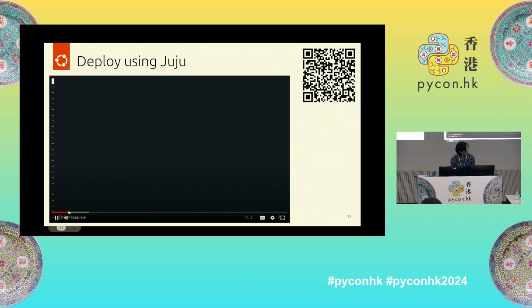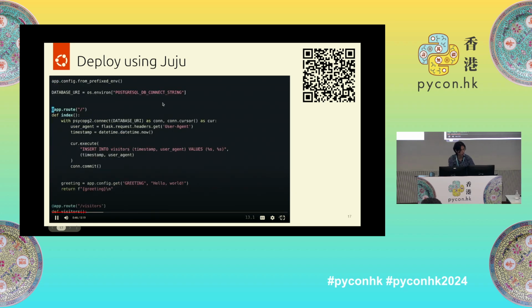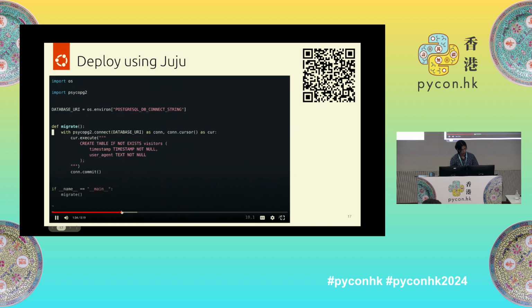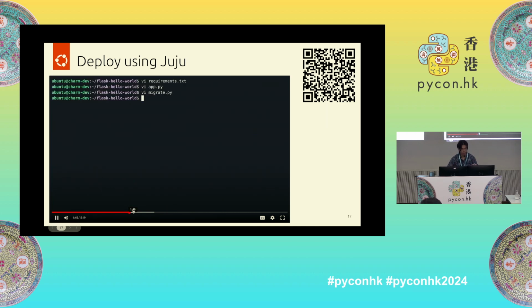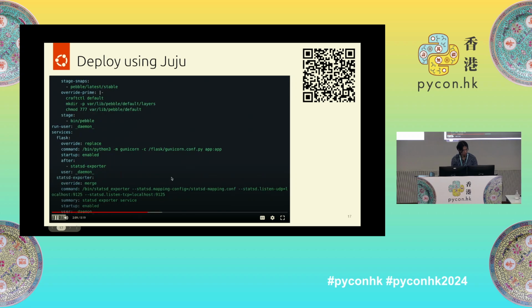I don't think I have time, so I'm just going to run through it. As you can see, the database connection string is provided as an environment variable, and we can do a lot with that. Also, you can have migration scripts, so whenever you need to upgrade your applications, you just do juju refresh with your application charm, and it will run through the migration script and apply the upgrades to your applications for you. And that's the rock that it has generated for you.